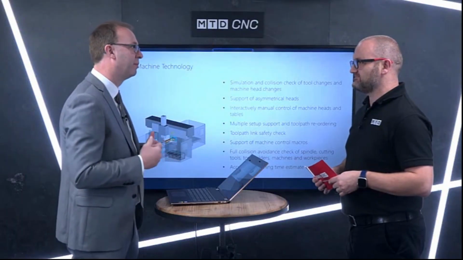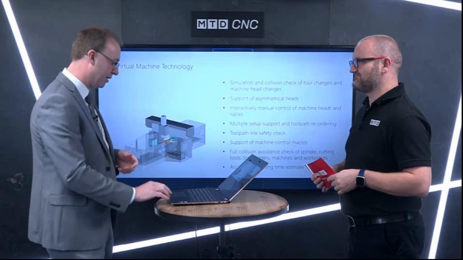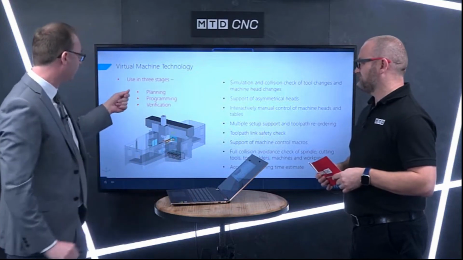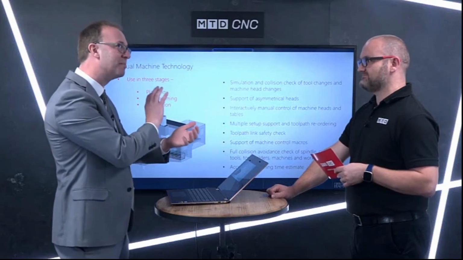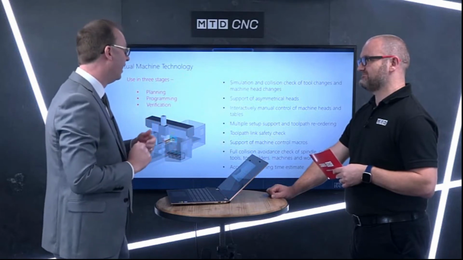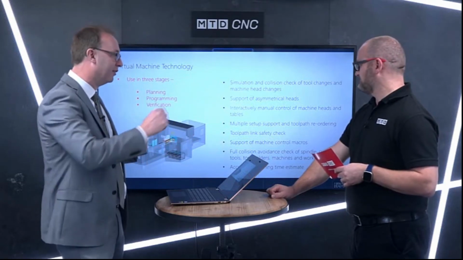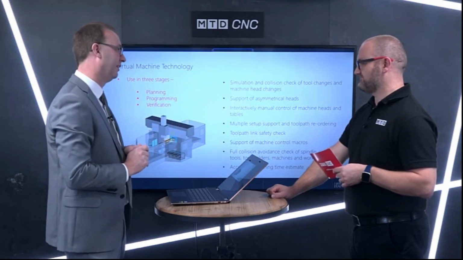So with digital twins, what we're promoting is that we want you to have safe, efficient processes. As we've talked about, we can use the virtual machine in the planning and programming stage, not just for verification like most other systems. It's going to give you collision checking against all of your tool changes, even machine head changes. Asymmetrical heads will be considered. Where's the bulk of this machine head going to be in reality? Is it going to be where I expect it to be? This can cause a collision. You're also able to interactively control the machine within the verification.